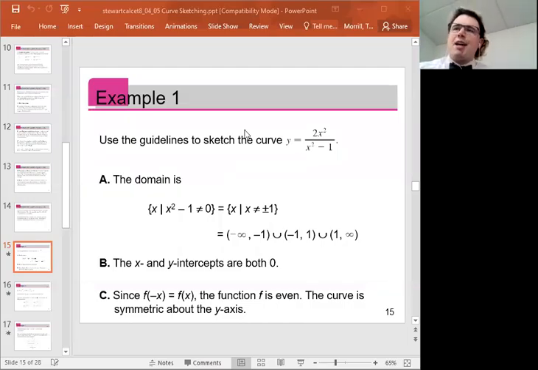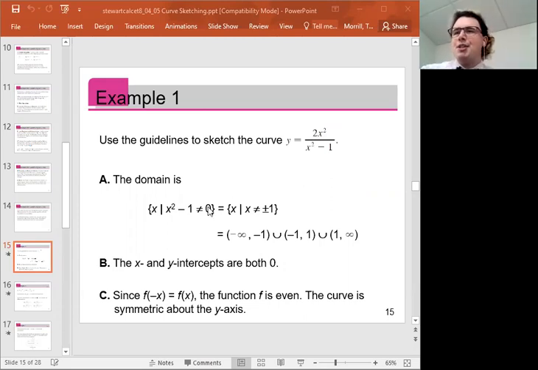Let's try to sketch the curve of a rational function. Here I've got y equals 2x squared, all on x squared minus 1. The first thing I want to do is think about the domain of this function. So since I have a rational function, all I have to worry about is whether or not that denominator equals 0. My x cannot be positive 1 or negative 1, or else I'll be dividing by 0, which is undefined.